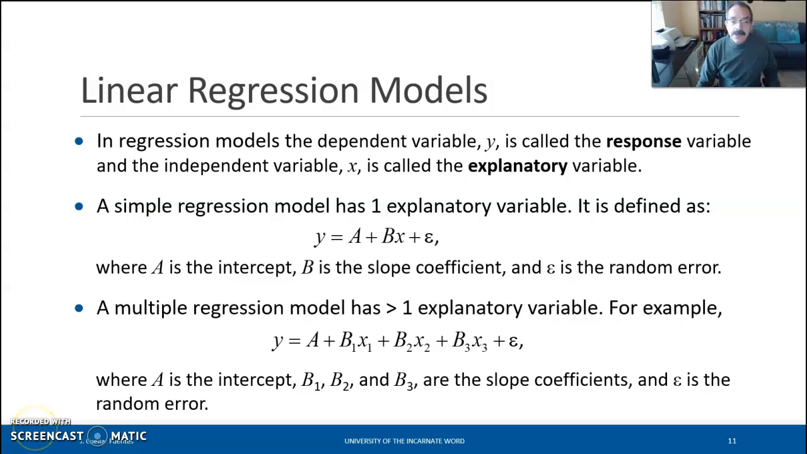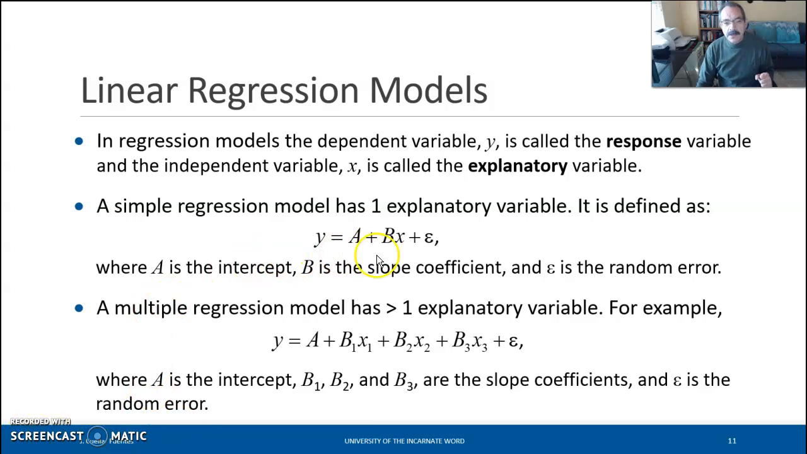All right, in regression models, the dependent variable is called the response variable, and the independent variable x is called the explanatory variable. So be ready, because that's how we're going to talk about a regression model. So the response is the dependent variable. The explanatory variable is the independent variable.